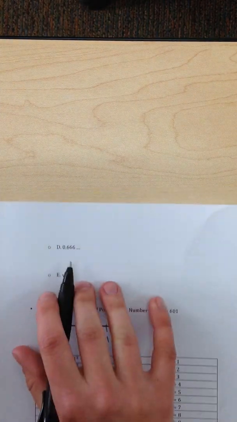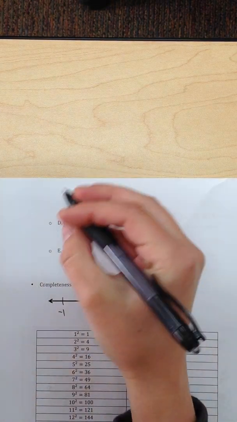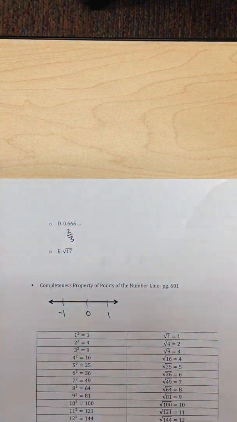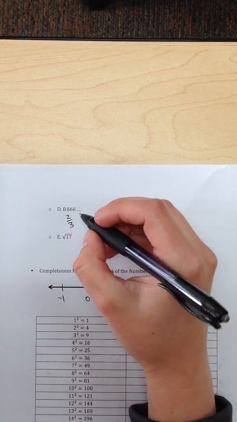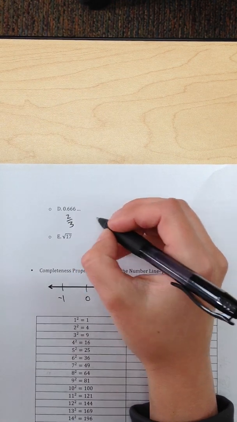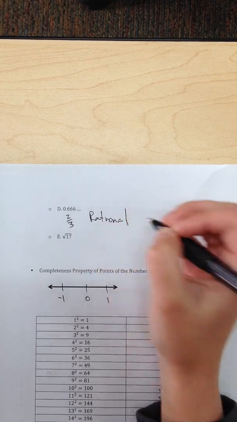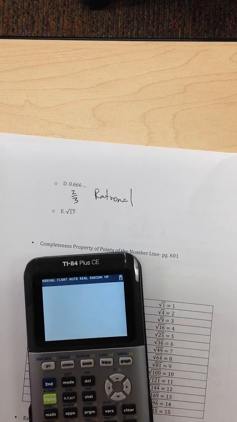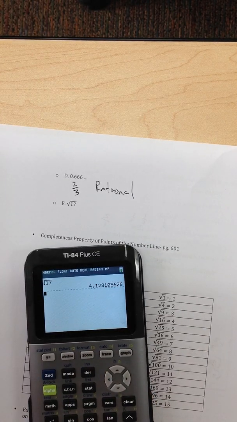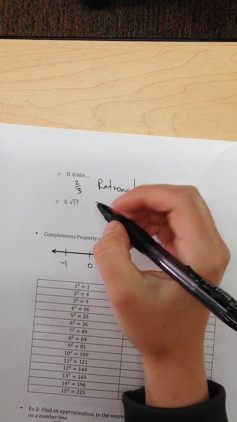Some more here. The next one is supposed to be 0.6 repeating. Those 3 dots mean repeating after it. 0.6 repeating as a fraction would be 2/3, so that would not be irrational because we could actually turn it into a fraction, and it doesn't fit in our natural, whole, or integers, so it's just the rational group here. And then the last one, square root of 17. If I took my calculator and did the square root of 17, it comes out to be not a very nice number, and if it does that, it's irrational.